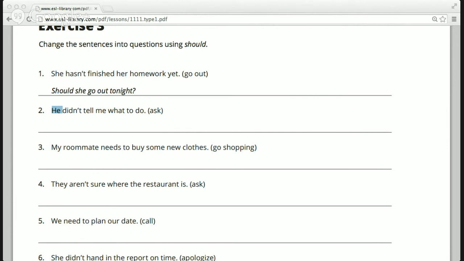I had answered the first one by saying, no, I don't think she should go out tonight. So here, you can say either yes or no, and say think. Should I ask him what to do? How could you answer that? Yes, I think you ask him what to do. You should. Don't forget should. You should ask him what to do. Good. So yes, I think you should ask him what to do.